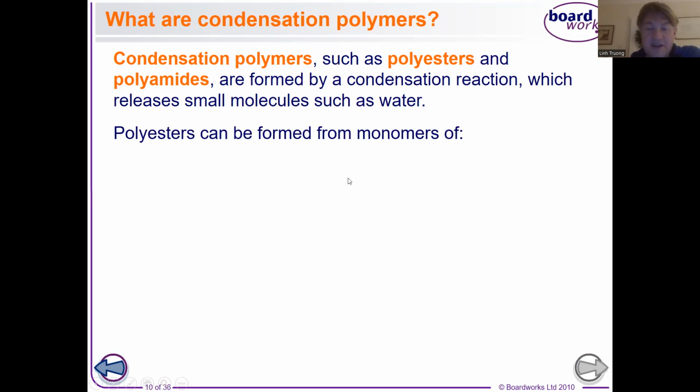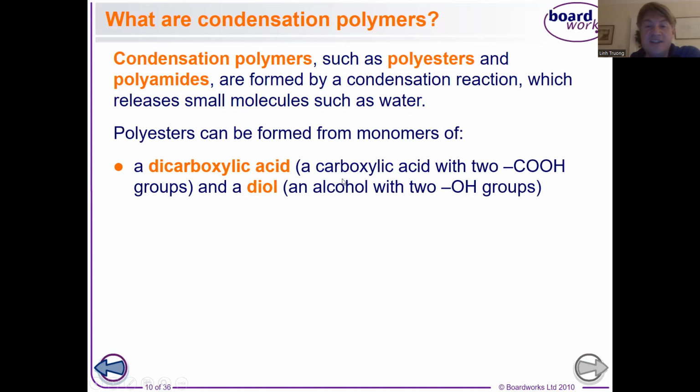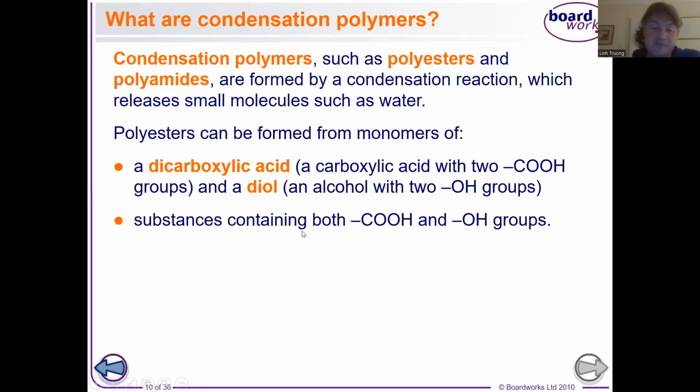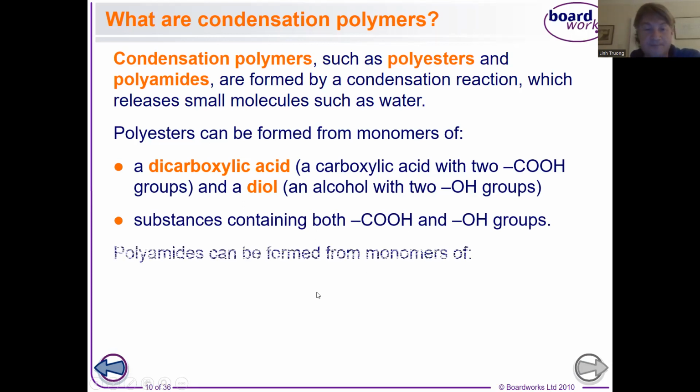Now, either you can have a dicarboxylic acid and a diol. So a dicarboxylic acid is a carboxylic acid that has got two C double bond OH groups on either end, and a diol will have two OH groups on either end. Or you can have a single monomer that has both of these functional groups in there. So basically, for example, lactic acid has COOH and an OH group both attached to it.